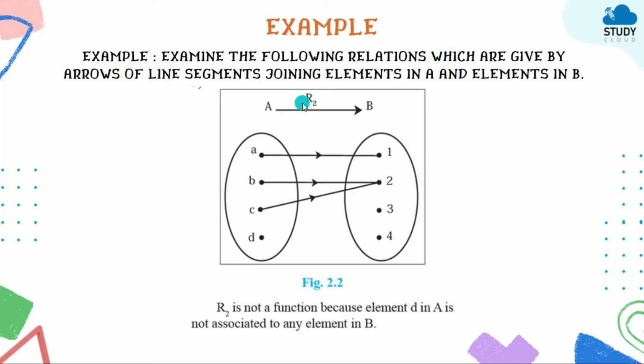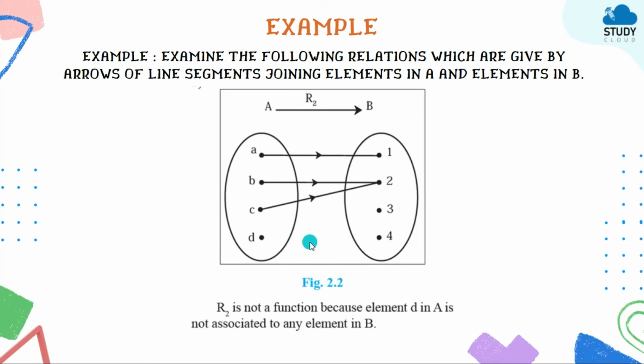Go through the next example. A to B. Here the relation is R2. We have the same sets. Let us go through this. a is associated to 1, b with 2, c also with 2 and d is not associated to any of the elements of B.